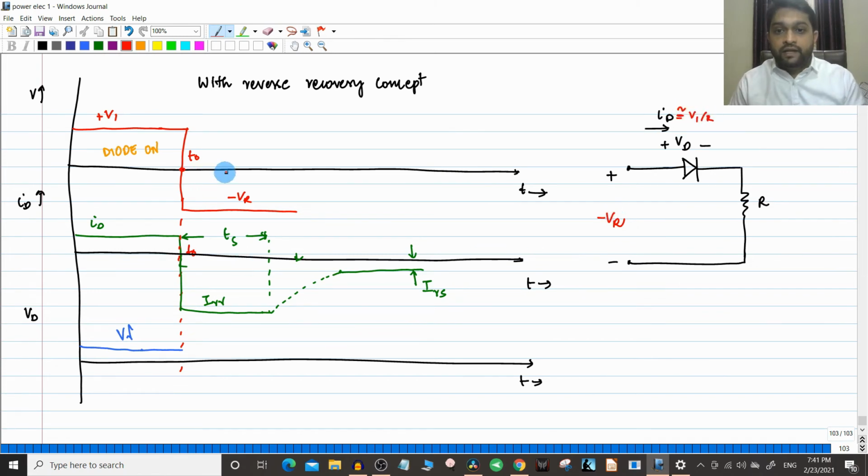But now when the reverse voltage is applied, a huge amount of current is flowing in the opposite direction. Look at the polarity, it is in the opposite direction, right? So here the diode is on, the diode is not off, but the current is flowing in the opposite direction like this. This is the direction of current. The forward current is from left to right, the reverse current is from right to left.